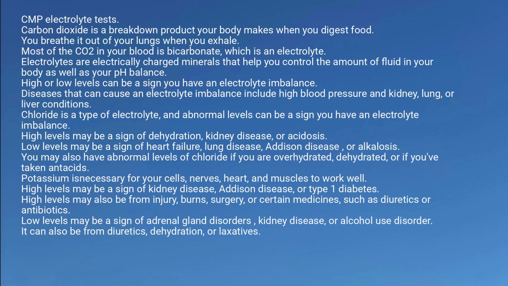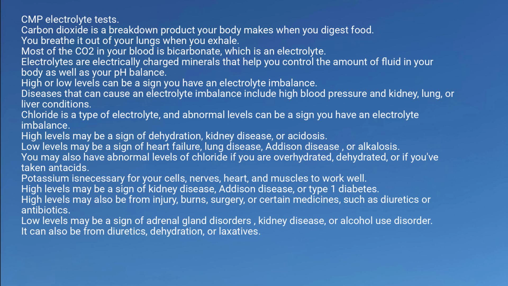Chloride is a type of electrolyte, and abnormal levels can be a sign you have an electrolyte imbalance. High levels may be a sign of dehydration, kidney disease, or acidosis. Low levels may be a sign of heart failure, lung disease, Addison disease, or alkalosis. You may also have abnormal levels of chloride if you are overhydrated, dehydrated, or if you've taken antacids.